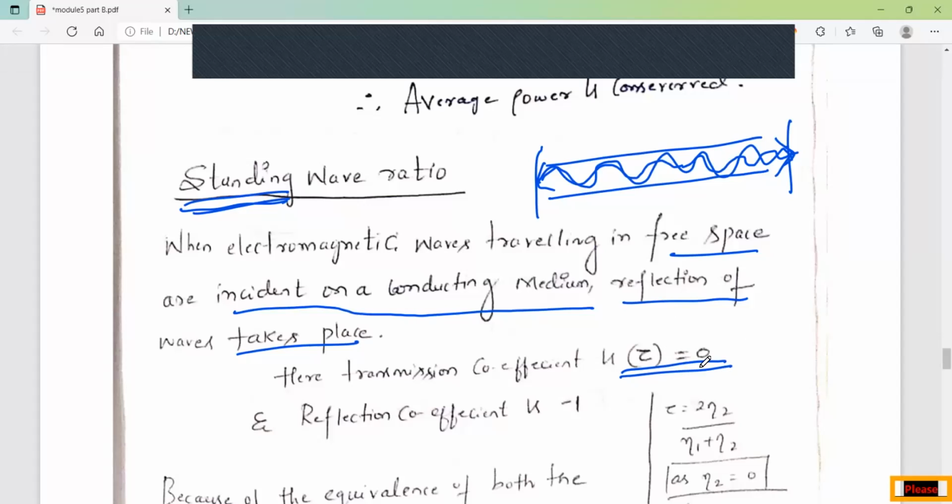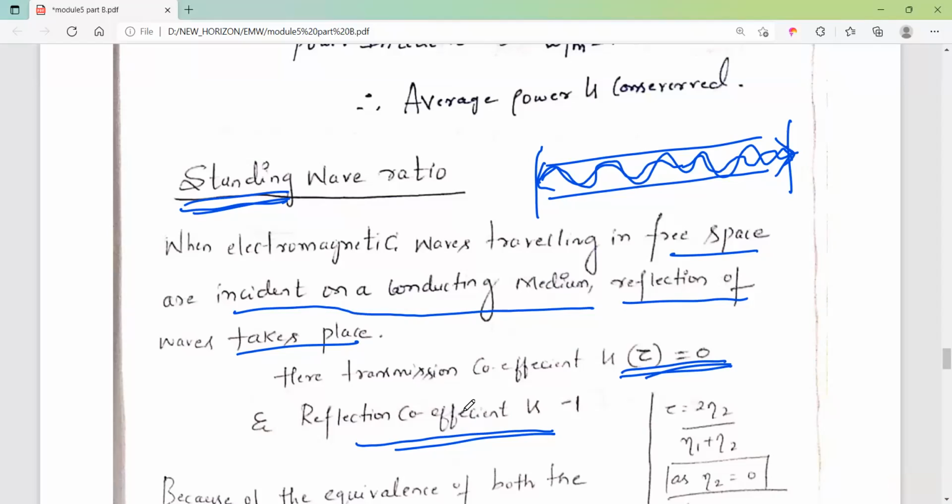Okay, so that's why transmission will be zero, and the reflection coefficient will be -1 because the entire wave will be reflected back in opposite phase. So that's why, when from free space to a metallic surface, or from a dielectric medium to a metallic surface, a wave travels, we get a standing wave where the transmission coefficient will be zero and the reflection coefficient will be -1.